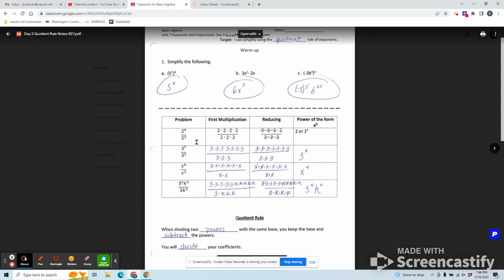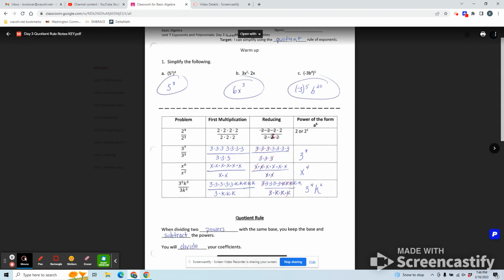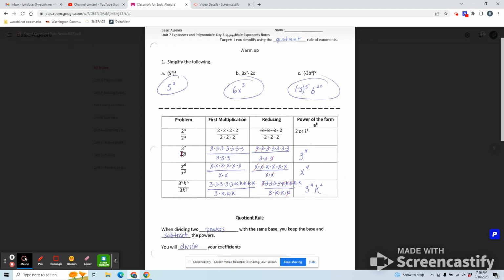So I need to think, what can I do? Because these are the same bases. Base is 2, base is 2. I was able to do something over here, and it reduced. Same thing with the 3's and the x's and the 3's and the k's. Because they're the same base, they reduced.